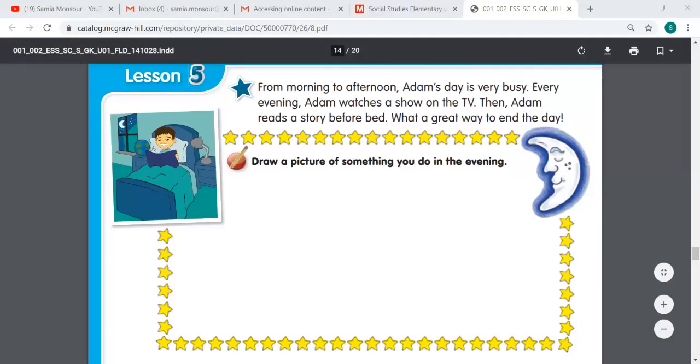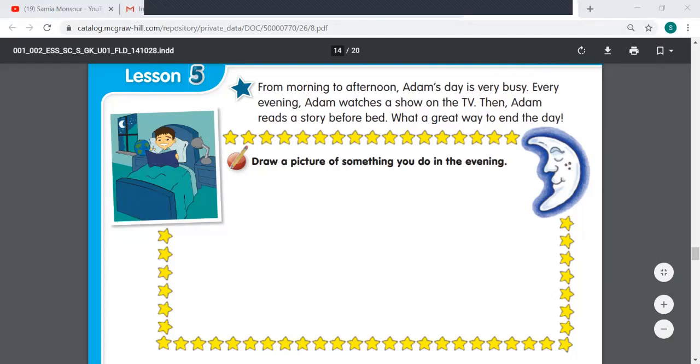We are going to be learning about words that tell us about the time of day it is. So the morning is the beginning of the day. Next is the afternoon. That's just after we eat lunch. And evening is around dinner time and bedtime. All right, let's read this together.